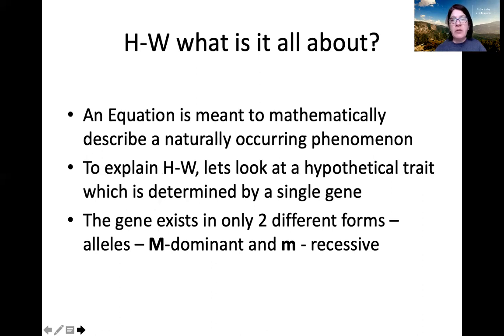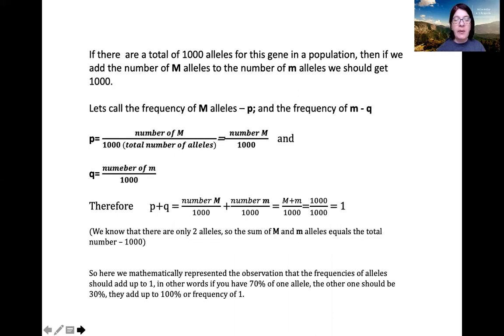It's an equation which is meant to mathematically describe a naturally occurring phenomenon, and as such is a type of model. To explain Hardy-Weinberg, let's look at a hypothetical trait which is determined by a single gene, and the gene exists in only two different forms. The dominant allele is capital M, and the recessive allele is little m.